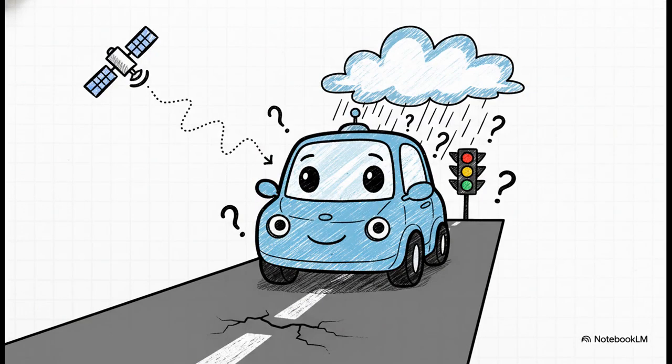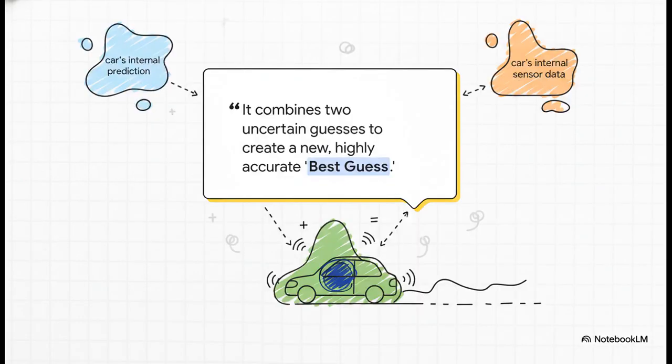Now let's talk about a really high-stakes game. A self-driving car has to live in a world of constant, messy, and let's face it, potentially dangerous uncertainty. Its sensors are never going to be perfect. GPS drifts, cameras get blinded by rain. It's a tough job.